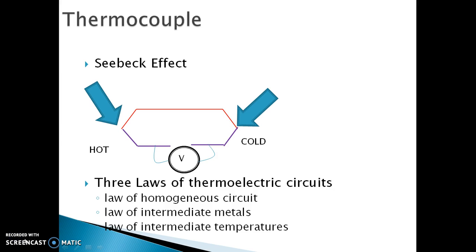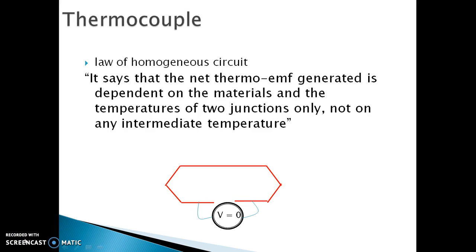Let's look into the law of homogeneous circuits. It states that the net thermo EMF generated is dependent on the material and the temperatures of the two junctions only, not on any intermediate temperature. Let's understand this. In this picture, we see two metals which are connected, forming a hot junction as well as a cold junction. But observe that here both the metals are the same, and hence the EMF generated across these two metals would be zero.